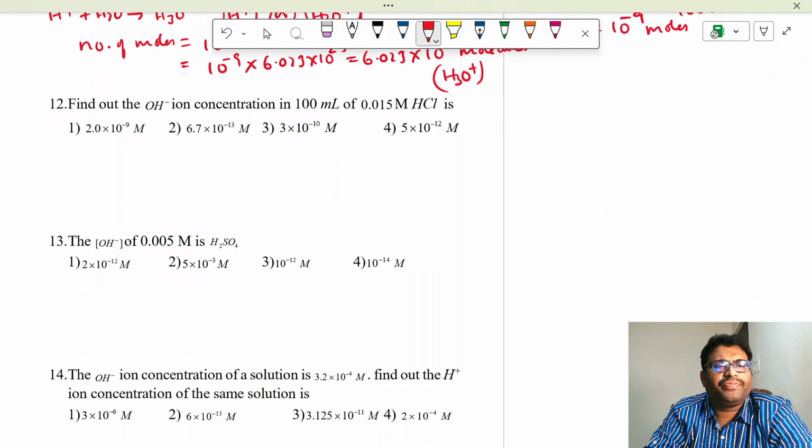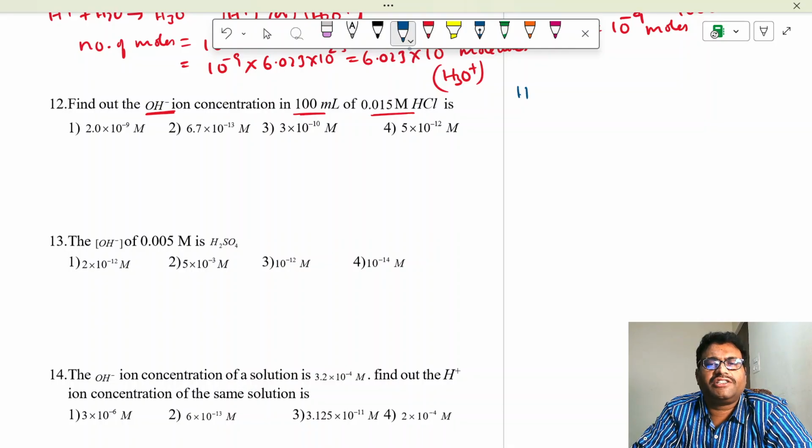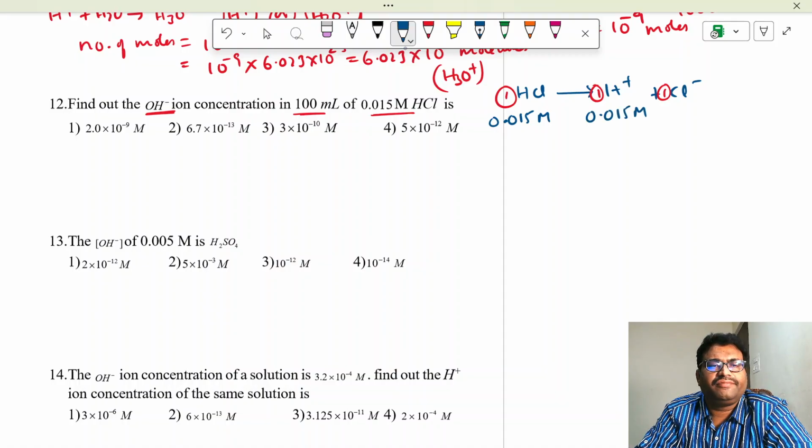Next, let us find out the OH minus ion concentration in 100 ml of 0.05 M HCl. HCl is a strong electrolyte. HCl dissociates to form H plus and Cl minus. One molecule dissociates to form 1 and 1. Here, 0.015 M gives rise to H plus 0.015 M. And when temperature is not mentioned, we have to take it as 25 degrees centigrade.